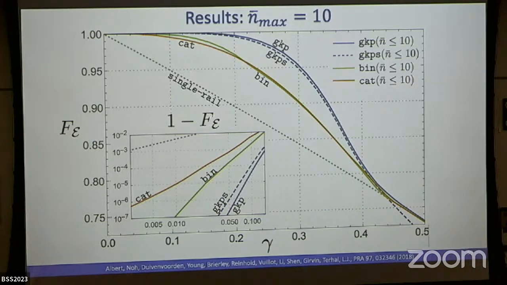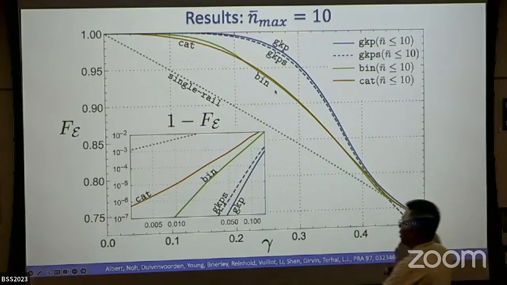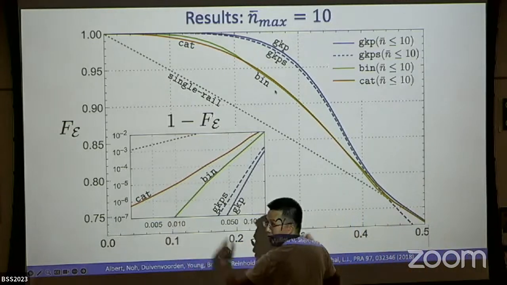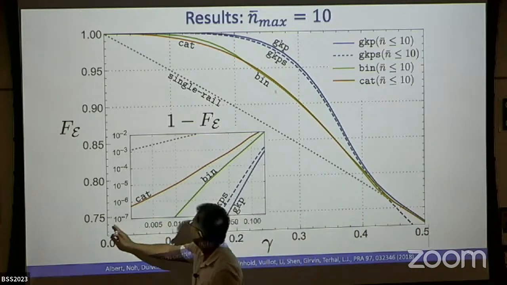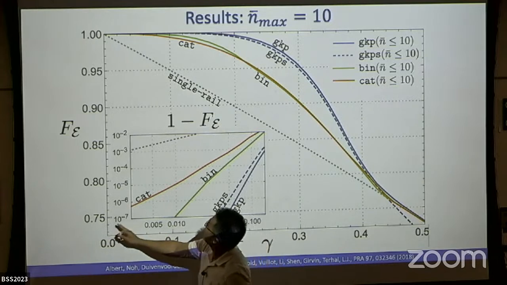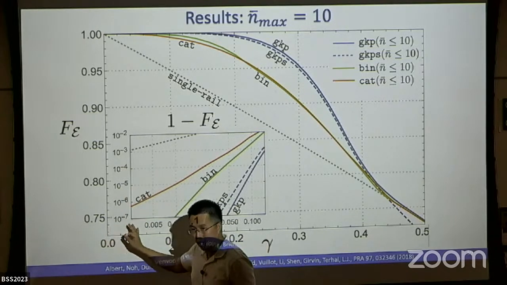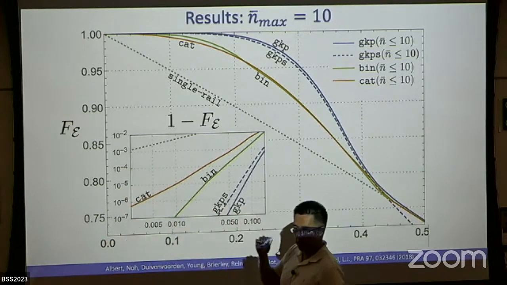So you see that the GKP, or the GKPs, because there are different variations of GKP, let's tentatively not worry about it, overall outperform the cat and binomial codes for a wide range of parameters. But if you look further in here, the cat code and binomial code can in principle outperform GKP if the error is really, really small.